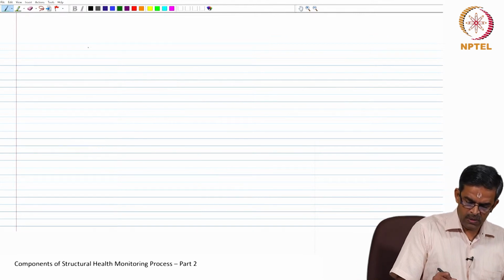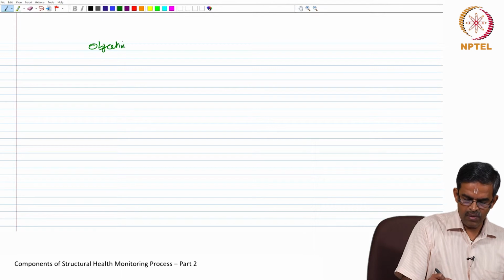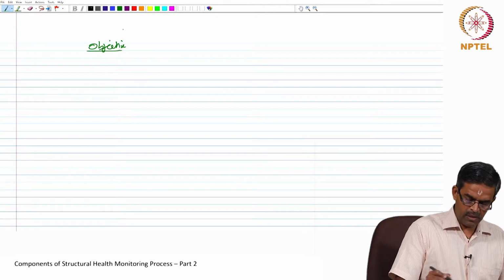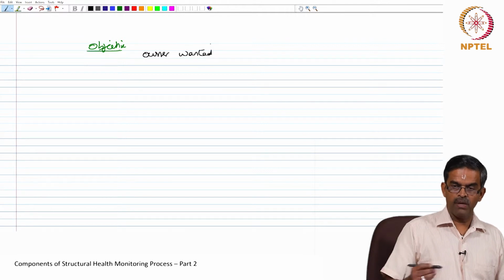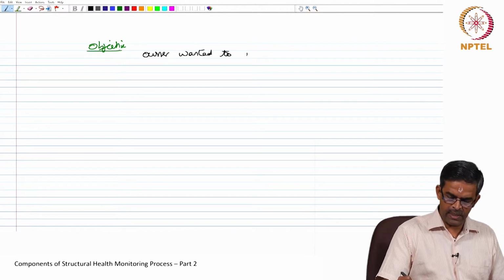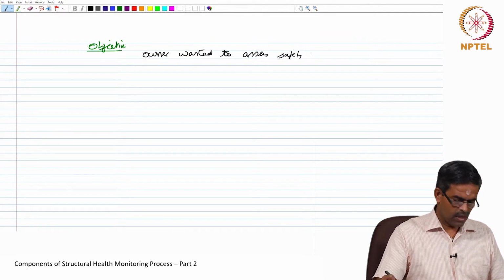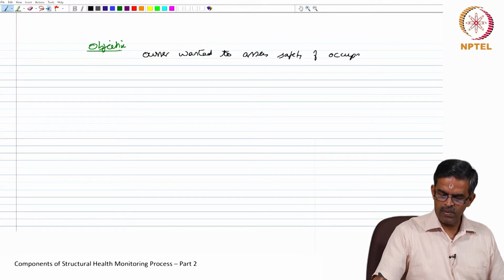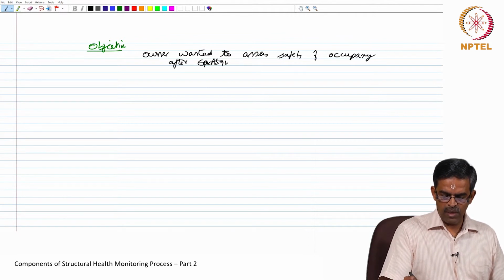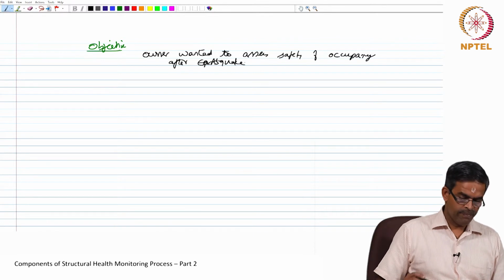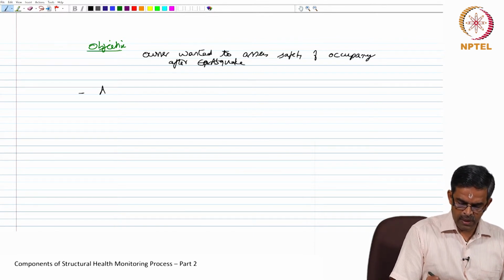So, the objective was that the owner of the buildings or public buildings wanted to really assess safety of occupancy after the earthquake. That was the main objective. So, to do this, a real time monitoring was deployed.